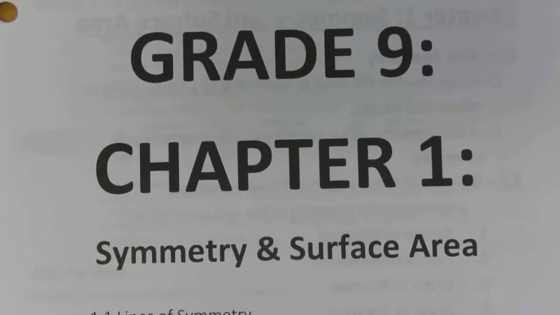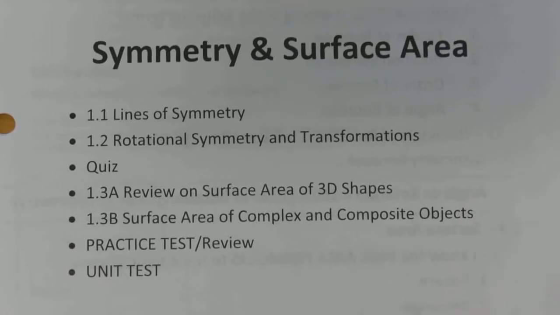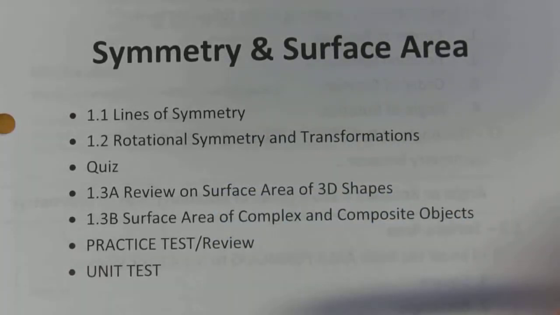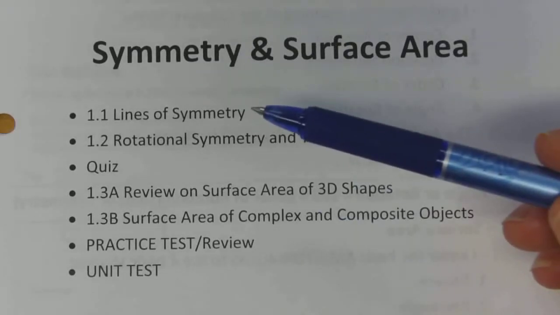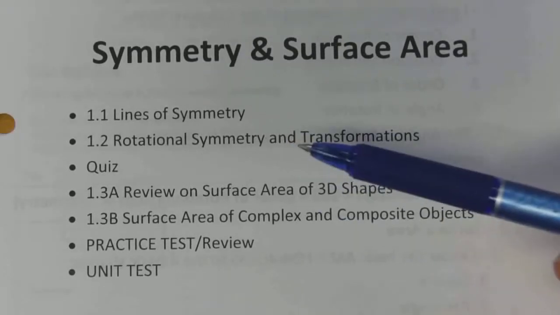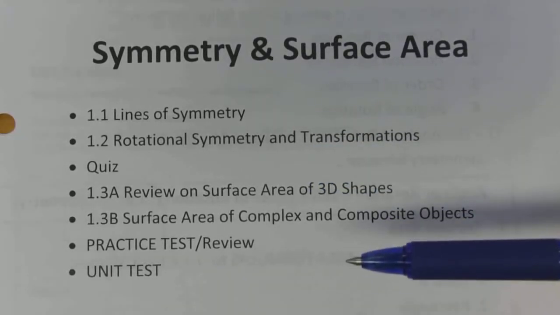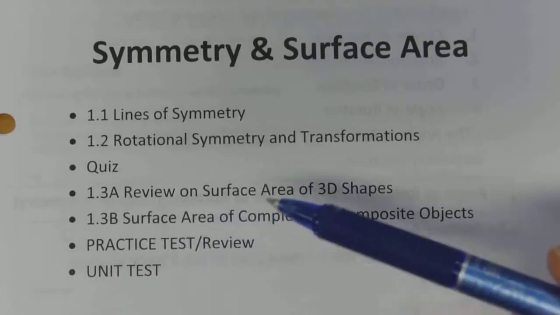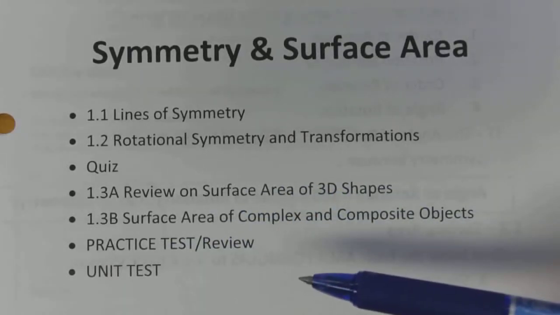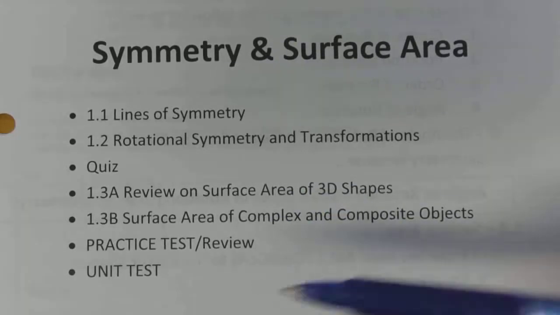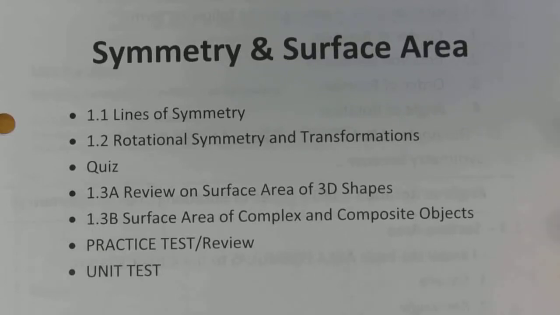We are facing a new chapter, Chapter 1, Symmetry and Surface Area. We've got three main sections, although the third one is split into a couple of pieces. The first one, lines of symmetry, that's what we're going to deal with today. Rotational symmetry and transformations is up next, then we'll have a quiz, and then 1.3, there's a little bit of a review on surface area of 3D shapes. Then we'll have actual content on surface area of complex and composite objects, some review time, and then your exam.